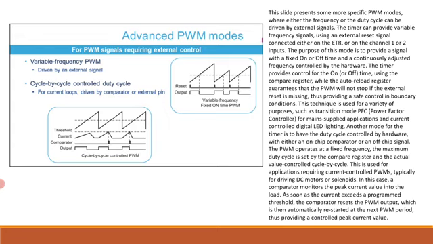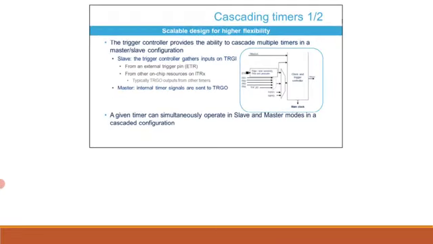So, how about cascading timers? The trigger controller allows you to cascade multiple timers in a master or slave configuration. A timer can control one or more timers as the master timer or be controlled by another timer as a slave. The clock and trigger controller acts as a link between the timers.